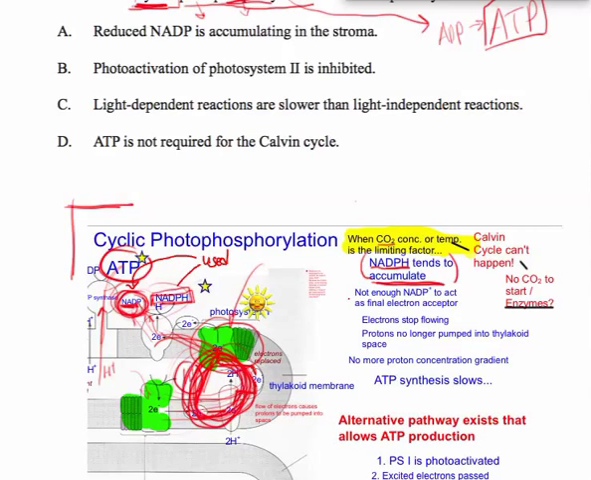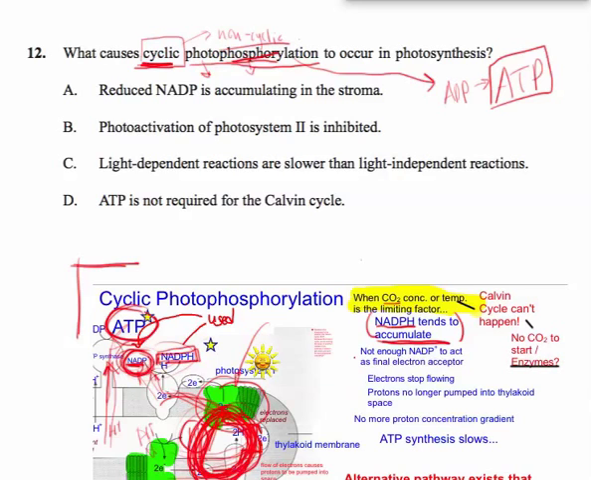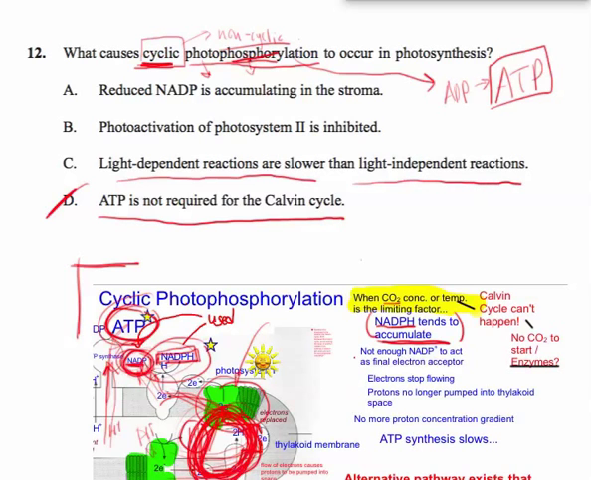As long as they move, you create a concentration gradient of protons. As long as you create a concentration gradient of protons, they can still diffuse out and you can still make ATP. So we want there to be ATP. So if you look at these answers, ATP is not required for Calvin cycle. We just told you that ATP and NADPH are required, so that's not going to be the reason. Light-dependent reactions are slower than light-independent reactions. There's no real basis for that, so if you're not sure, put a question mark next to it.